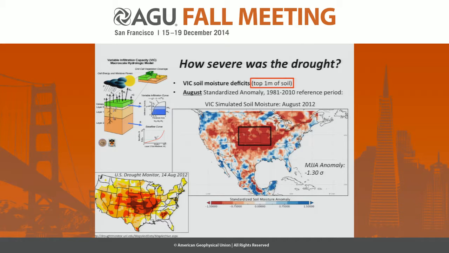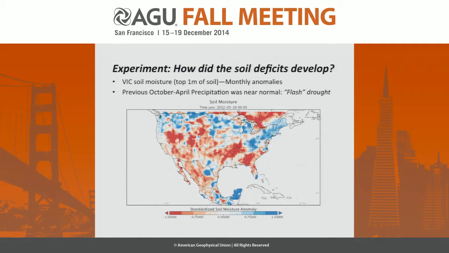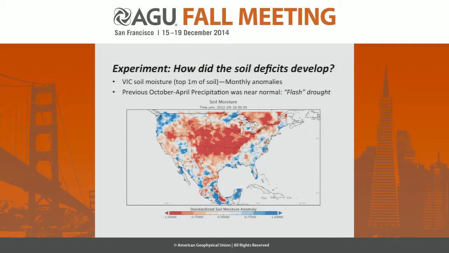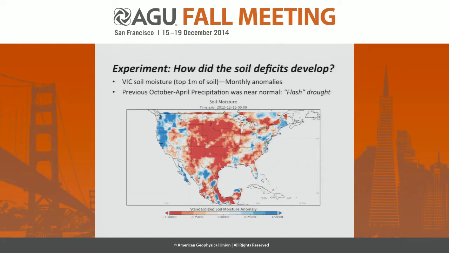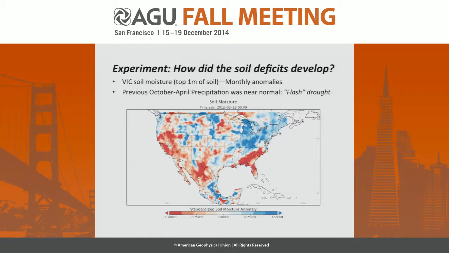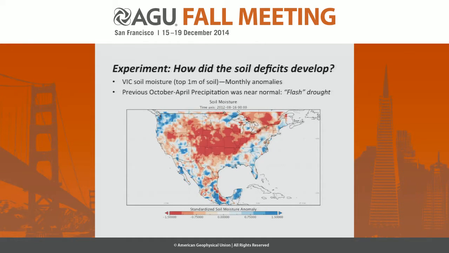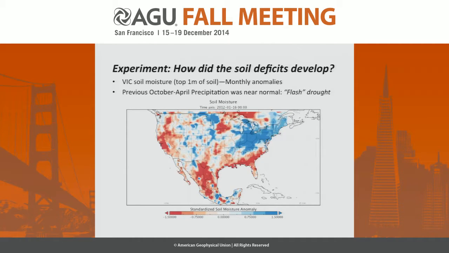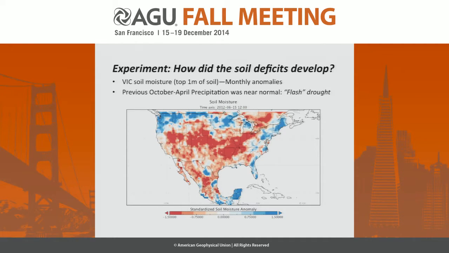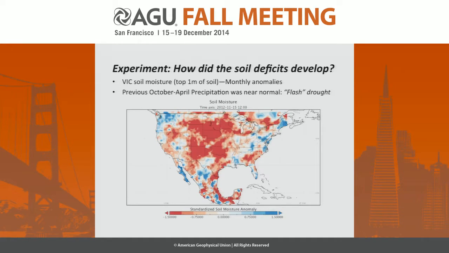Now, one of the nice things with using models is you can actually track the time evolution of soil moisture deficits, which I'm showing here. These are just the monthly standardized soil moisture anomalies. One of the things that's been mentioned elsewhere is that the previous October through April precipitation was near normal. So this was really a kind of a flash drought. If you look starting in January, February, March, and so on, the soil moisture really doesn't drop off until about June, when things really plummet. So that's a useful way to look at it.